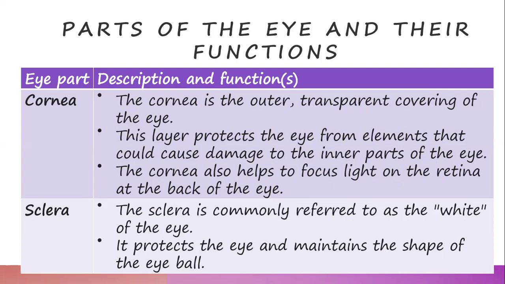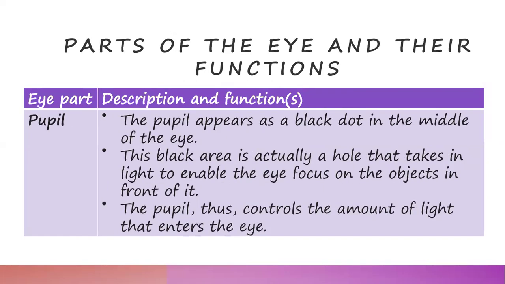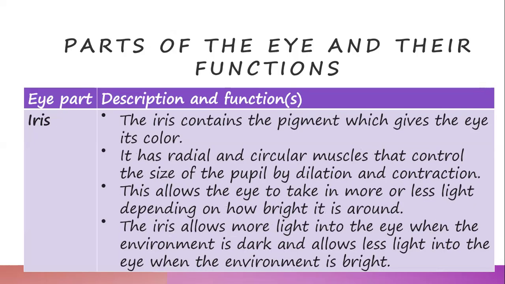Then there's the sclera, commonly referred to as the white part of the eye. It protects the eye and maintains the shape of the eyeball. The other part is the pupil. The pupil appears as the black dot in the middle of the eye. This black area is actually a hole that takes in light to enable the eye to focus on the objects in front of it. The pupil thus controls the amount of light that enters the eye. So the pupil contracts and expands just to control the amount of light that can enter the eye.